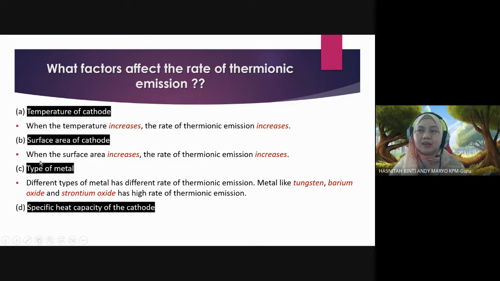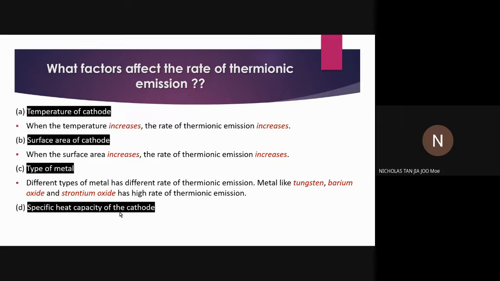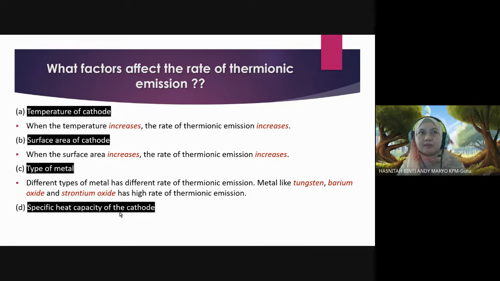Then the fourth factor, the specific heat capacity of the cathode. We learned before in Form 4, Chapter 4, specific heat capacity. What does it mean, students? Anyone remember? Specific heat capacity, what does it mean? The heat required to raise the temperature of 1 kg of metal by 1 degree Celsius. Okay, very good. The amount of heat required to increase the temperature of a 1 kilogram object by 1 degree Celsius.